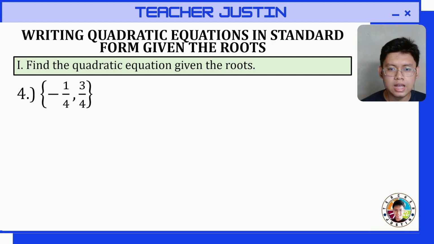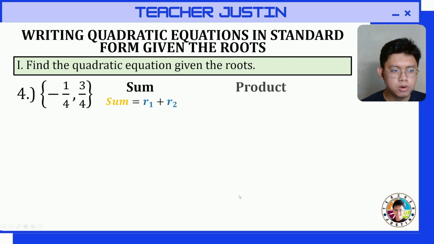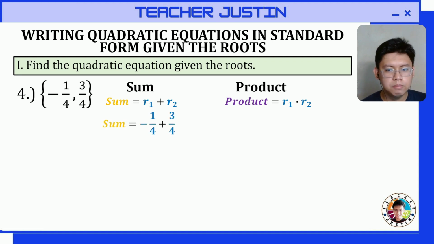Let's find the quadratic equation given the roots negative 1/4 and 3/4. So, in writing our quadratic equation, kailangan natin kunin yung sum and product ng ating roots. So, let's get the sum first. So, add natin si negative 1/4 plus 3/4. So, negative 1/4 plus 3/4 will be 2 over 4. And 2 over 4 can be simplified to 1/2. So, yan yung ating sum.